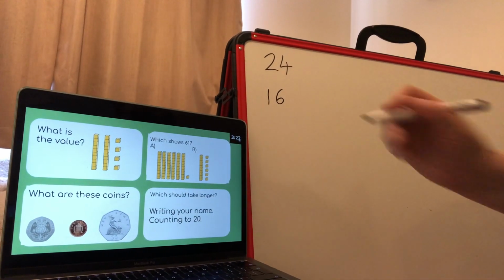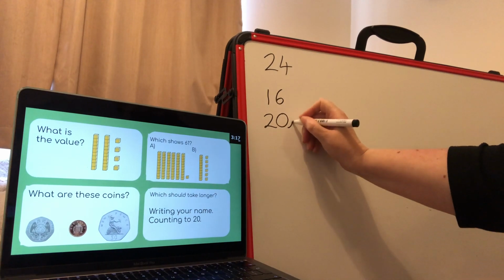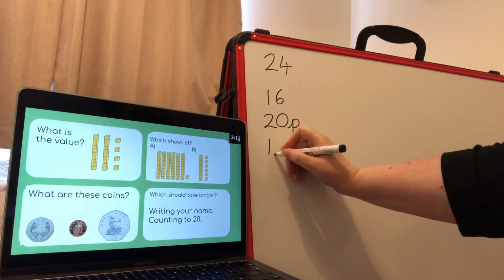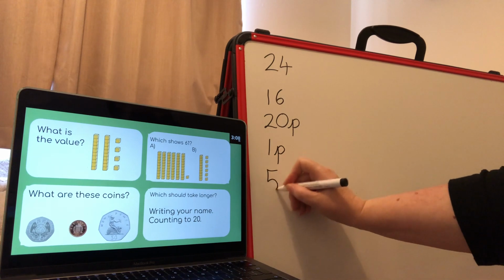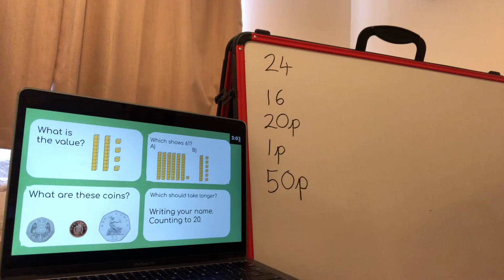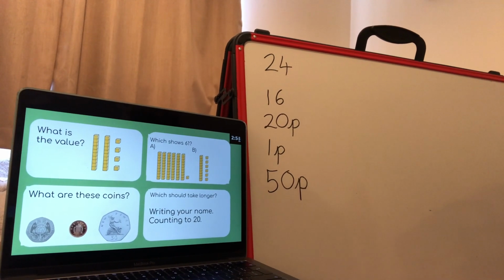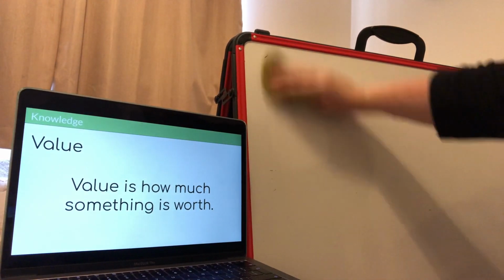What are these coins? Well, the first one is a 20p. So don't just write 20, you need the P for pence as well. The middle one is 1p or 1 pence. And the last one is 50p or 50 pence. Okay, make sure you wrote the P on the end of all of those. Now, I wonder which did take you longer, writing your name or counting to 20. Hopefully you've found out. Okay, moving on to our fluency part of the lesson.